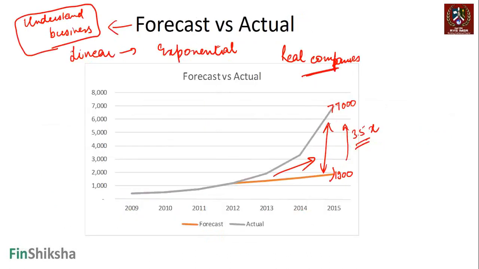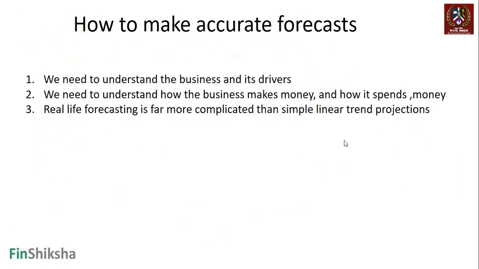When we get into the actual forecasting for financial modeling, to build a good, robust model, it is very, very important for us to understand the business. And it is very, very important for us to answer the question, how does the revenue get calculated? How does the company make money, right? So here is what we need to do to make accurate forecasts. We need to understand the business and its drivers. That is paramount. We need to understand how the business makes money and how it spends its money.